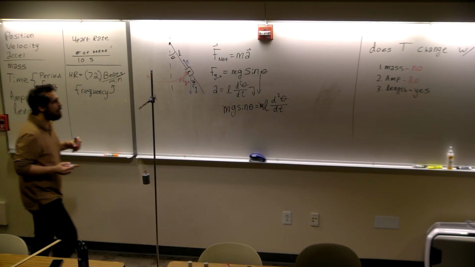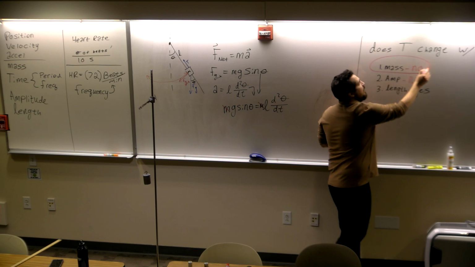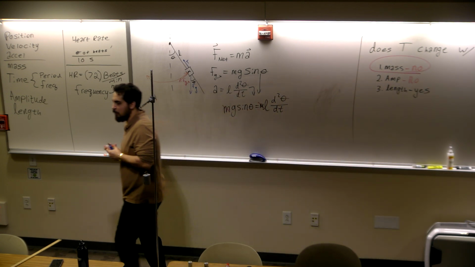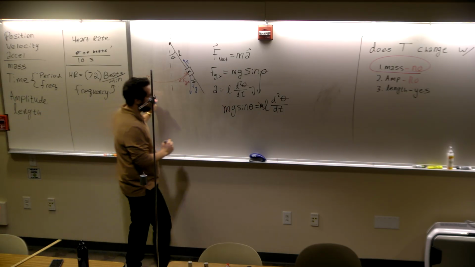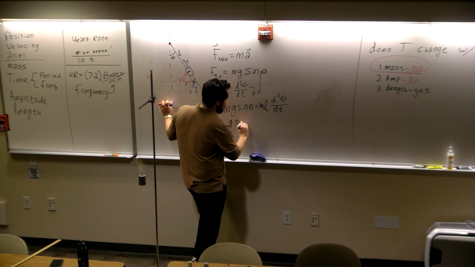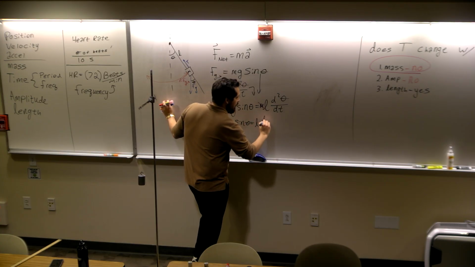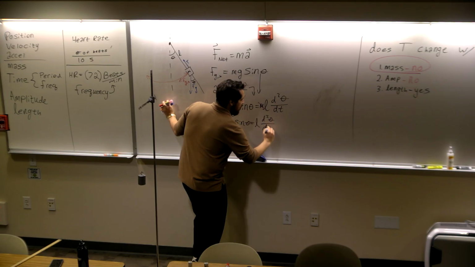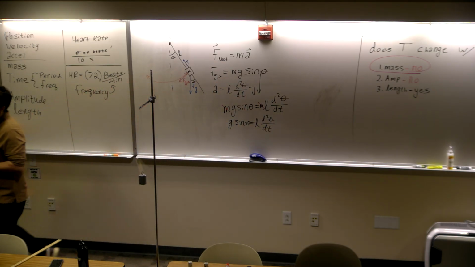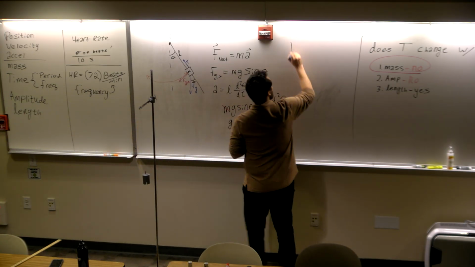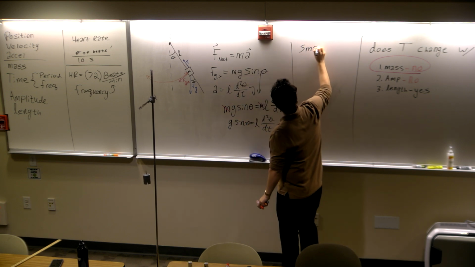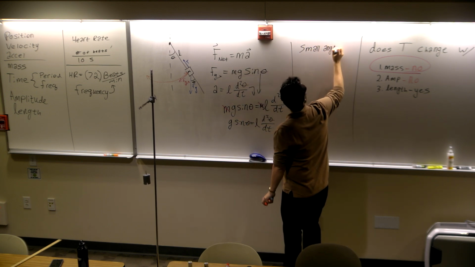And what do you know? Mass plays no role. So already we're seeing the theory match up to what we experimentally found. Now we're left with g sine theta, acceleration due to gravity, times sine of the angle, is equal to length times d squared theta dt squared. And this looks tough, but we're going to make an approximation. We're going to make an approximation called the small angle approximation.